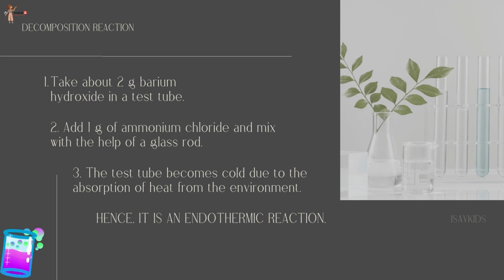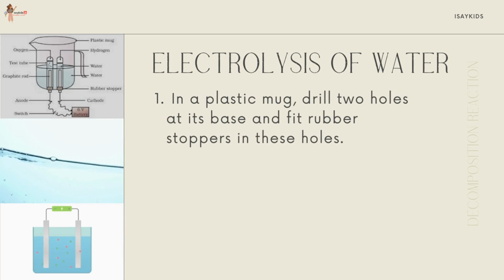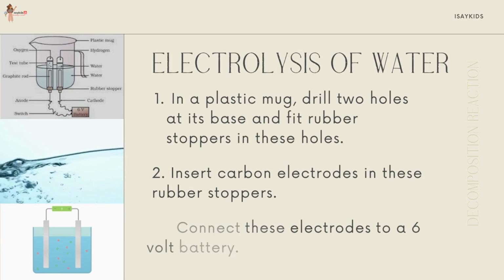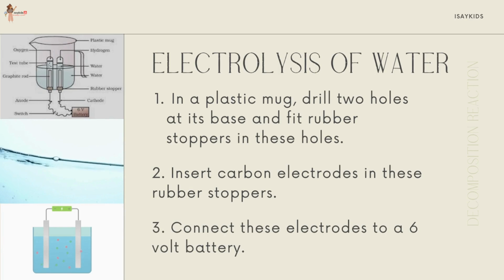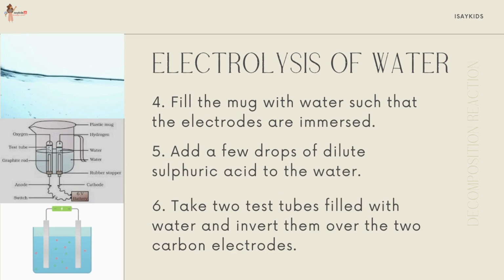Let's see one more decomposition reaction. Take a plastic mug. Drill 2 holes at its base and fit rubber stoppers in these holes as shown here. Insert carbon electrodes in these rubber stoppers. Connect these electrodes to a 6-volt battery. Fill the mug with water such that the electrodes are immersed. Add a few drops of dilute sulfuric acid to the water.